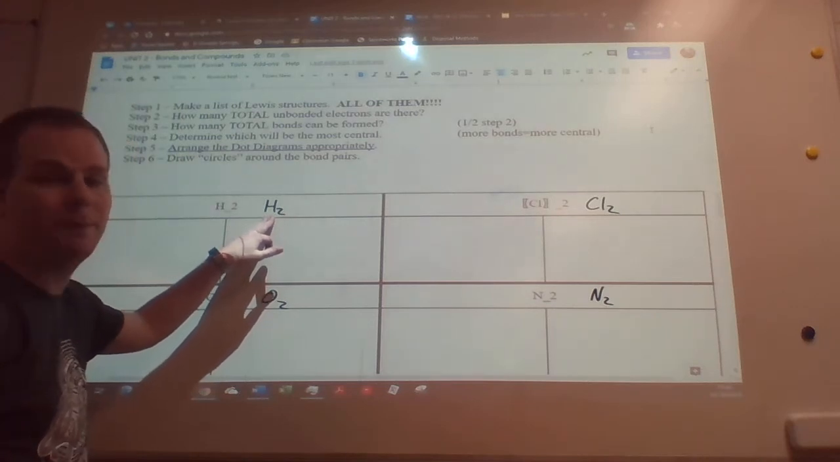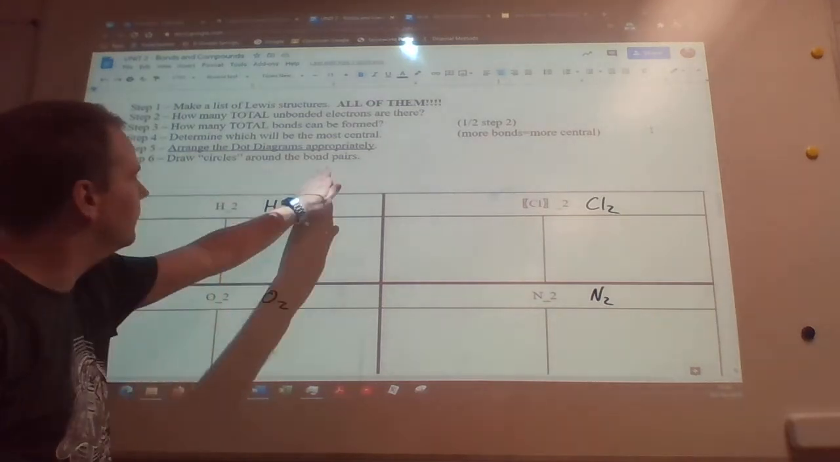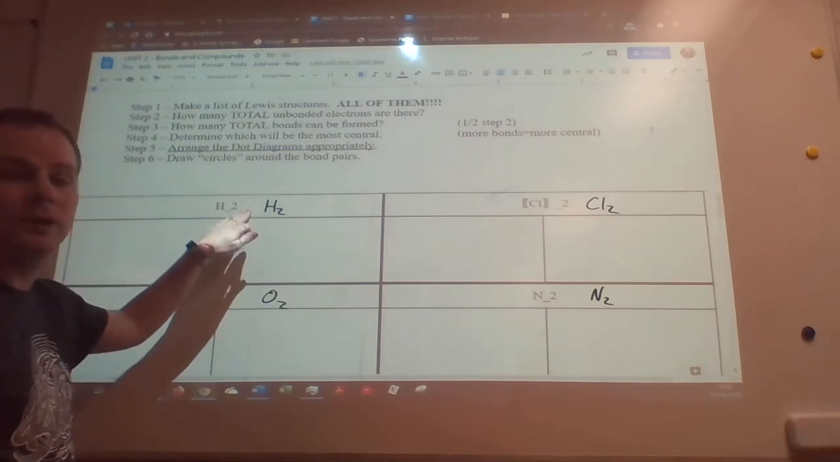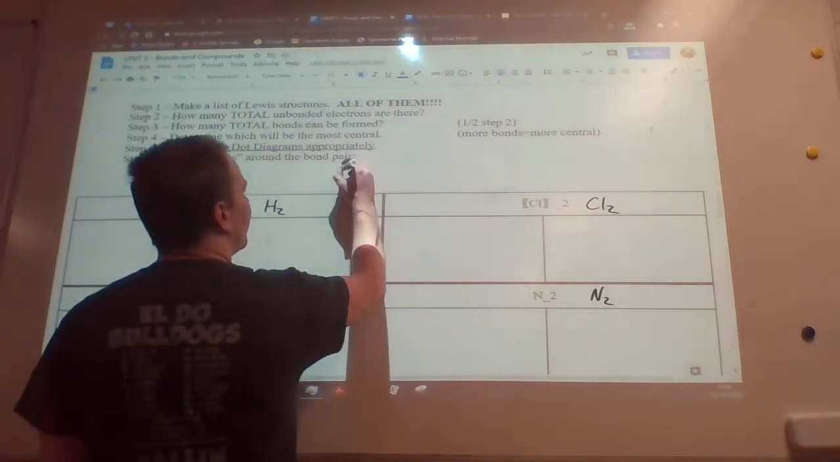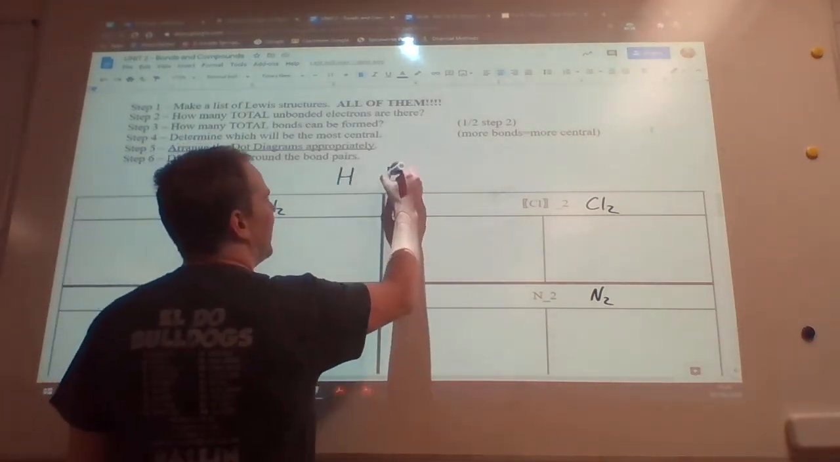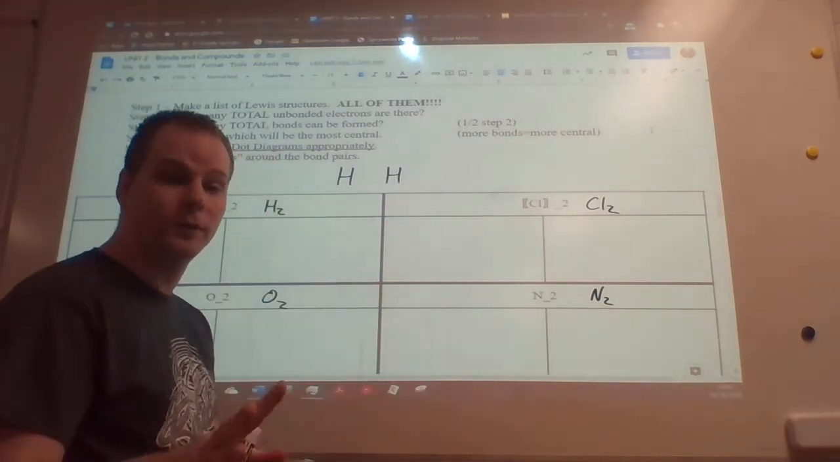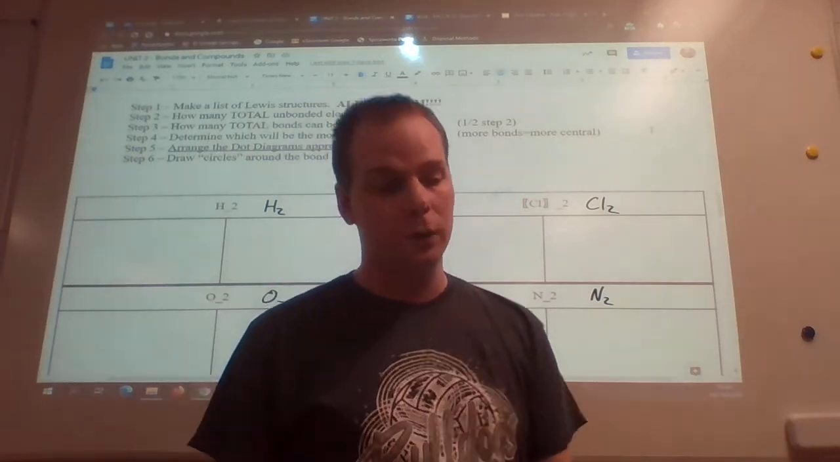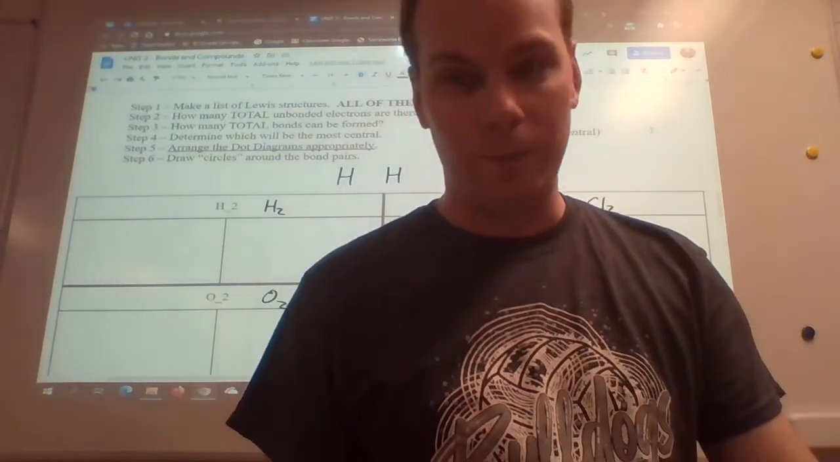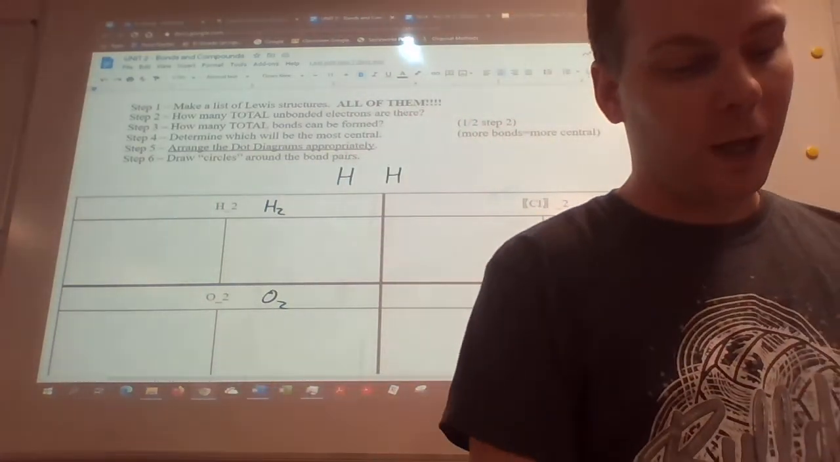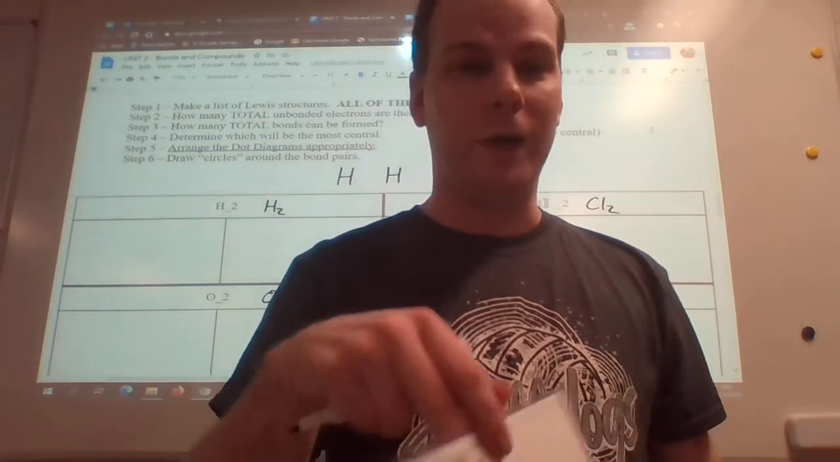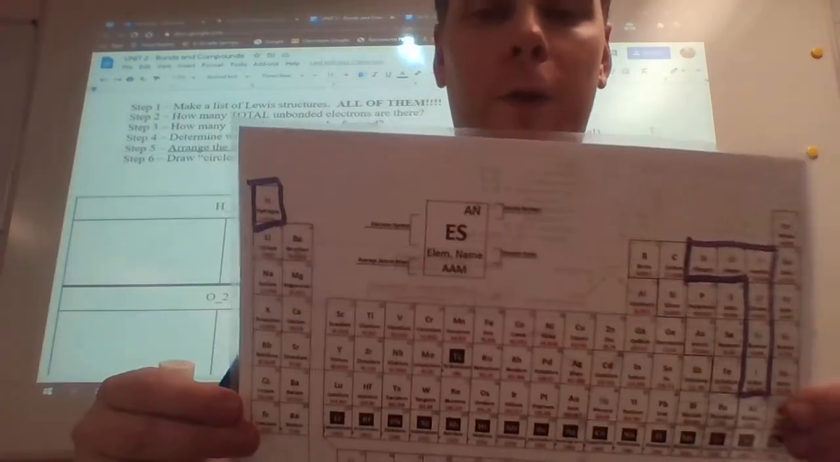So in a scrap paper, which I'm going to be using this empty space up here, we're going to make a list of both hydrogens. So we need 2 hydrogens. Each one has only 1 dot. We know that because it's in the first group on the periodic table. Still got my diatomics highlighted on this one, but it'll still work.